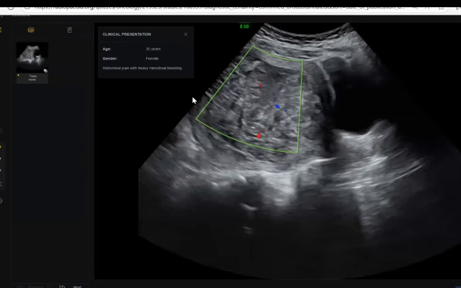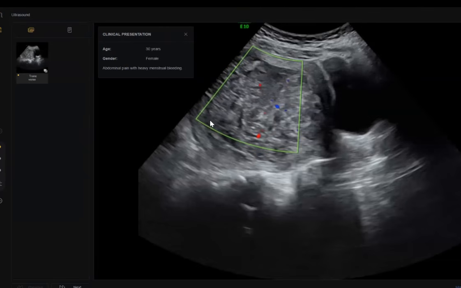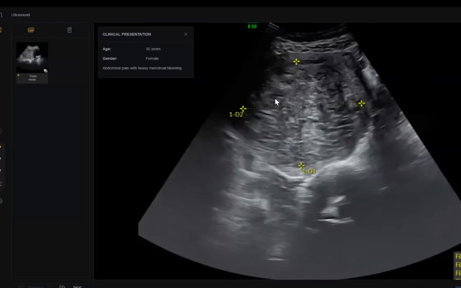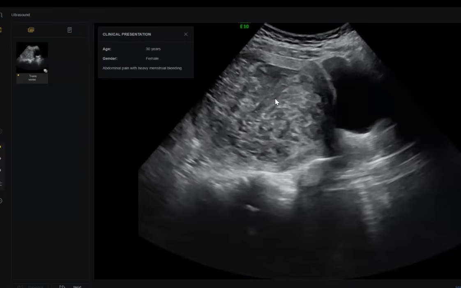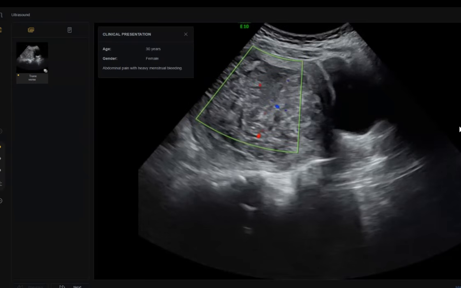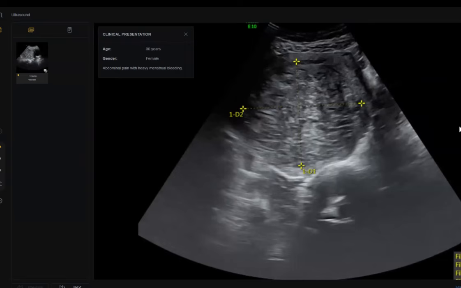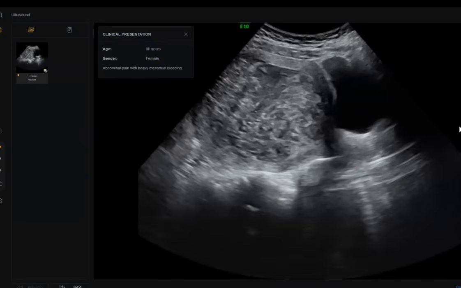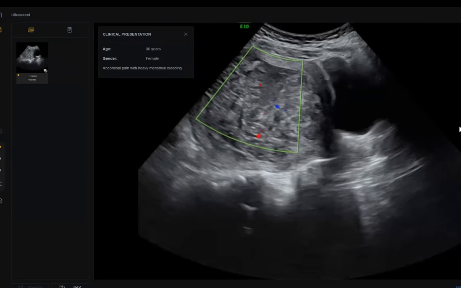This is a 30-year-old female patient presented with abdominal pain and heavy menstrual bleeding. You can go on. So I have a female patient, 30 years old, with heavy menstrual bleeding and pain. You can see in the ultrasound a few images showing that the uterus has a heterogeneous appearance with normal endometrial thickness. This is heterogeneity, accompanied by a little hyperemia.